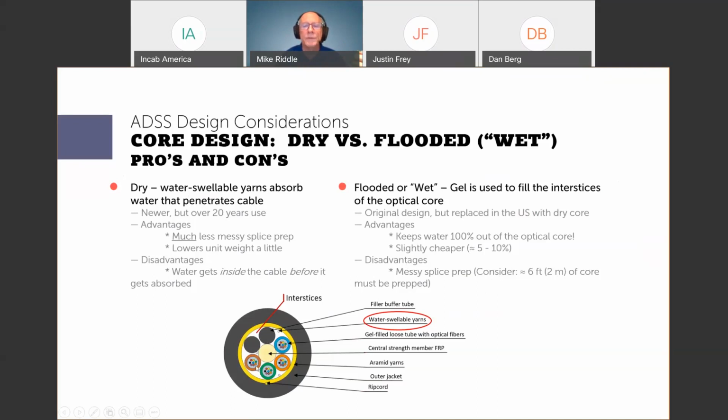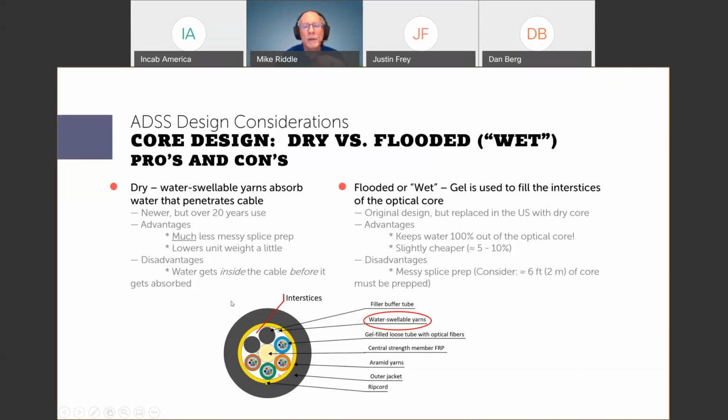2 meters of tube, maybe a little bit more, maybe a little bit less. So you've removed around 6 feet or 2 meters of this aramid and the outer jacket. If there's an inner jacket, you took that off too. And now you've got all this gel just sort of oozing everywhere. So it is a mess, no doubt about it. And because it was a mess, dry cores came about.